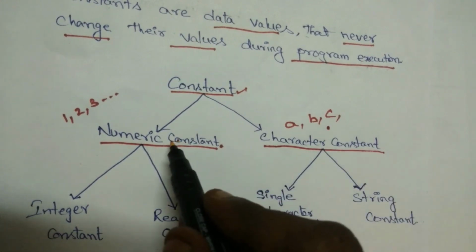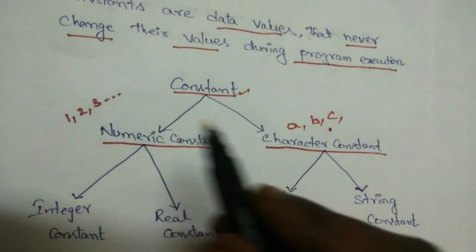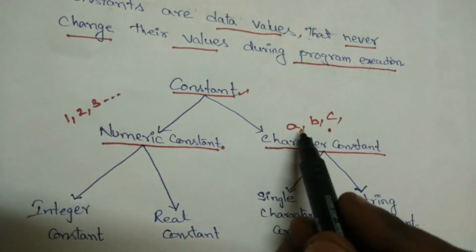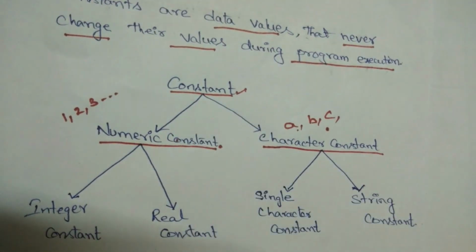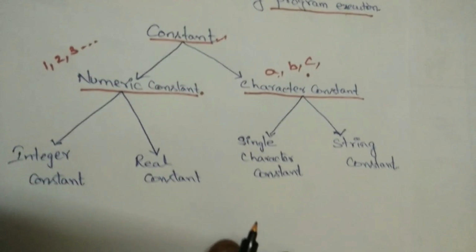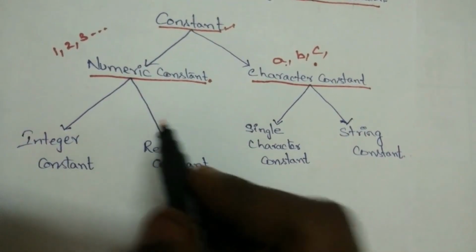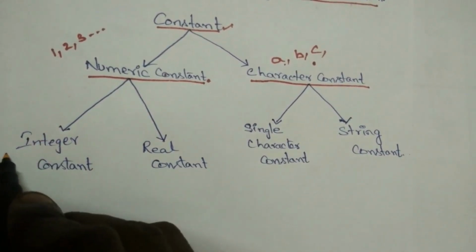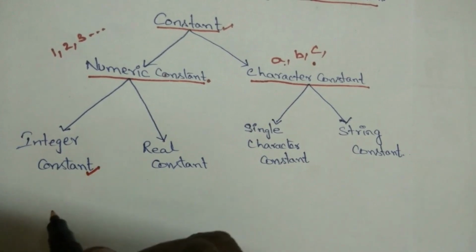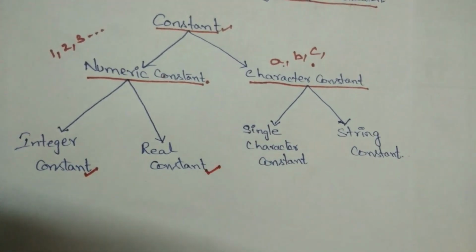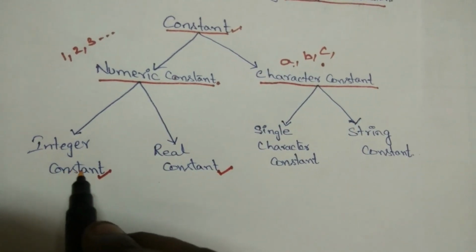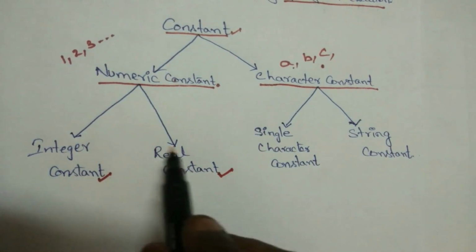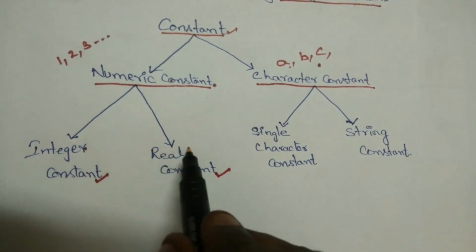Numerical means numbers like 1, 2, 3. Characters means A, B, C, D. We can assign either a numerical value or a character value as a constant to a particular variable. Here, the numerical constants are again classified into two types. The numerical constant may be an integer constant or it may be a real constant. A number can be represented in two formats, either integer format or real format.